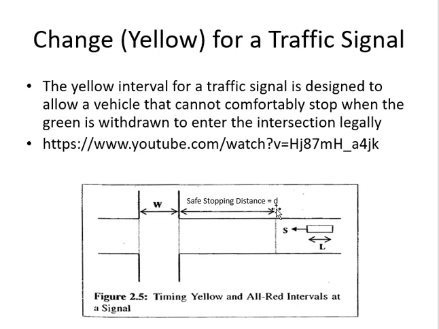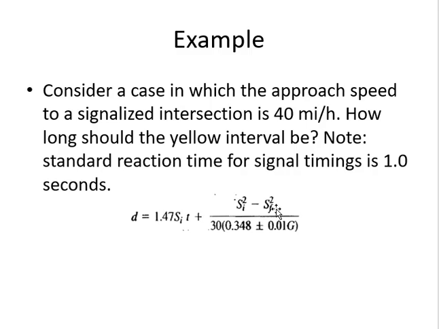So let us take an example. You can look at this link as well. They have shown a device which they use for yellow time. I already told you about it. So we have a driver who is approaching the intersection at a speed of 40 miles per hour. How long should be a yellow interval for this driver? For signals, the standard reaction time is 1 second.